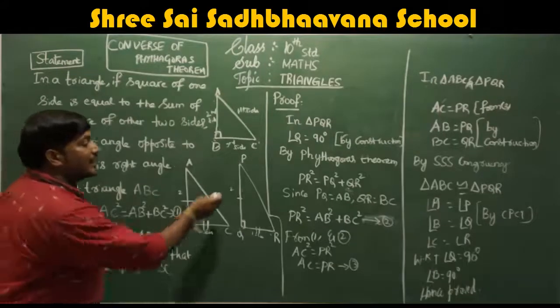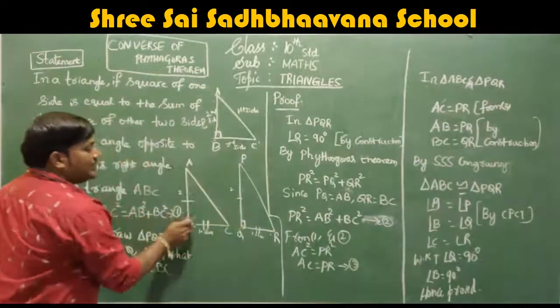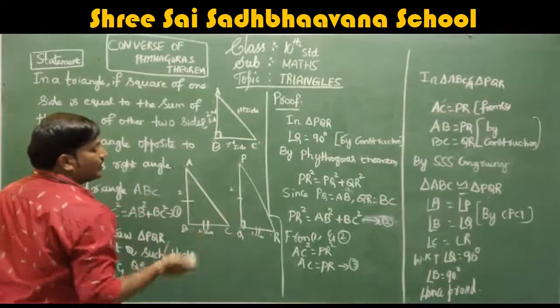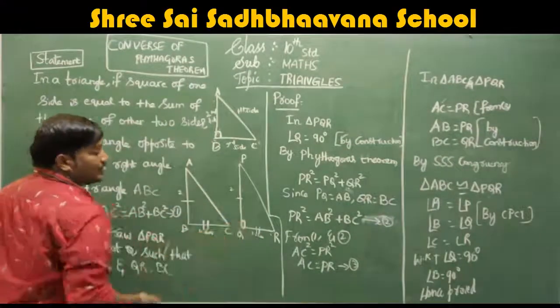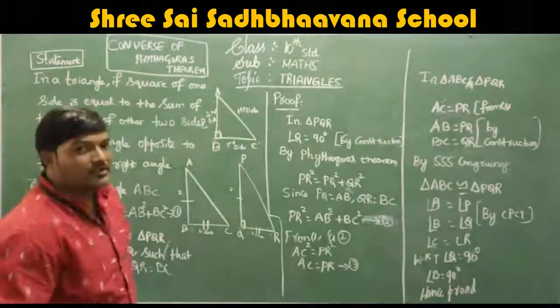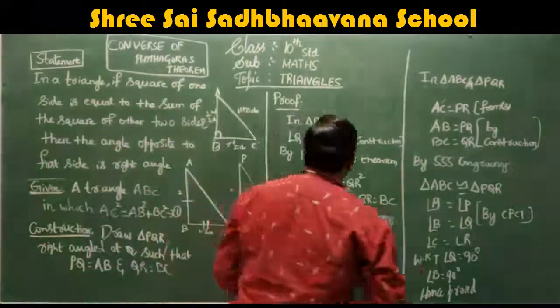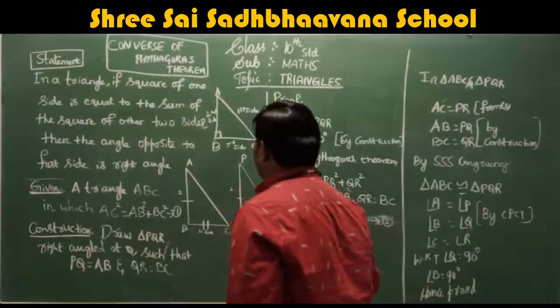Okay, we are constructing triangle PQR in such a way that AB and PQ are equal, BC and QR are equal, and angle Q is a right angle. This much we did. That is the construction part. What is the proof? We are considering triangle PQR.